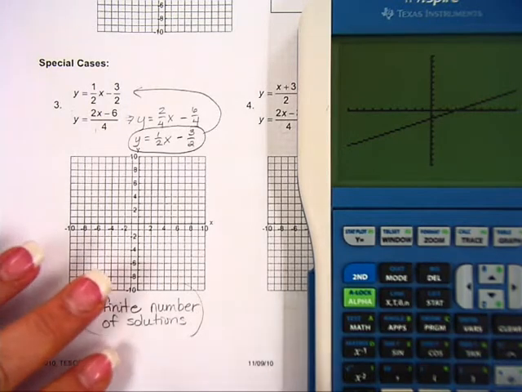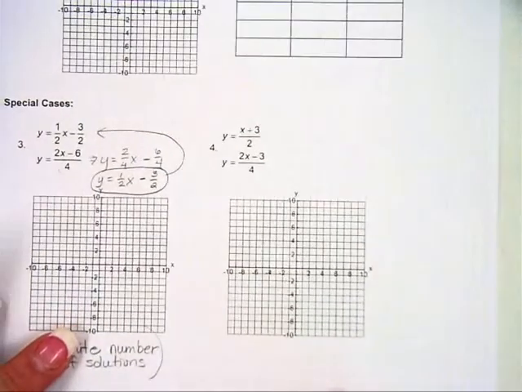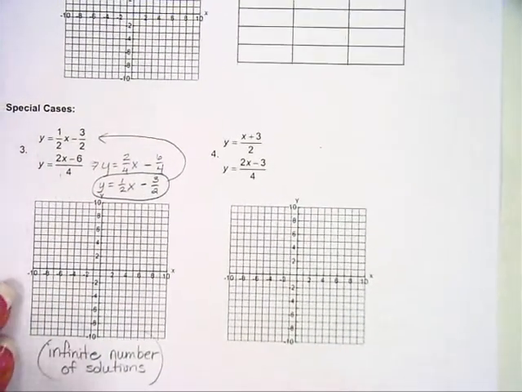Okay, let's look at number 4. That's the other special case, and that is when they have no solutions in common. So we have an empty set of solutions. And what can you tell me about lines that have the same slope but different y-intercepts?